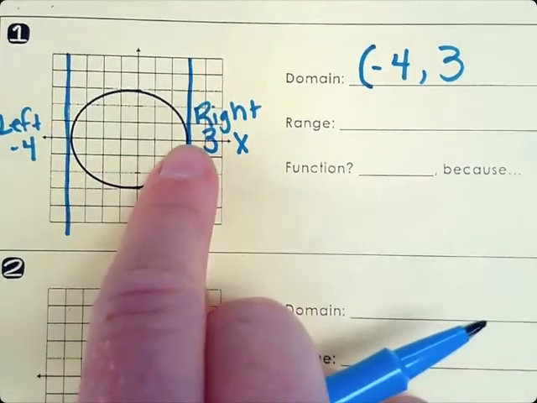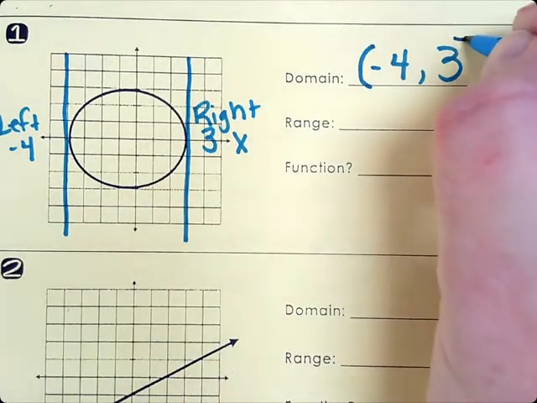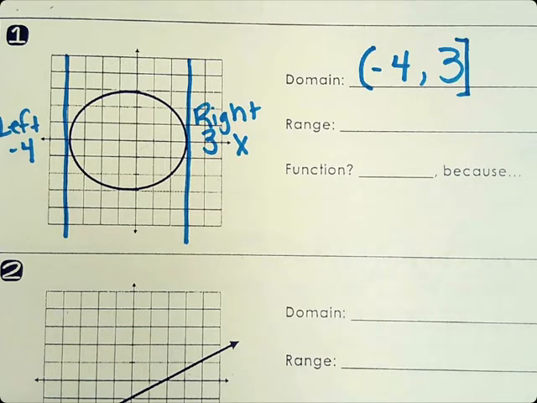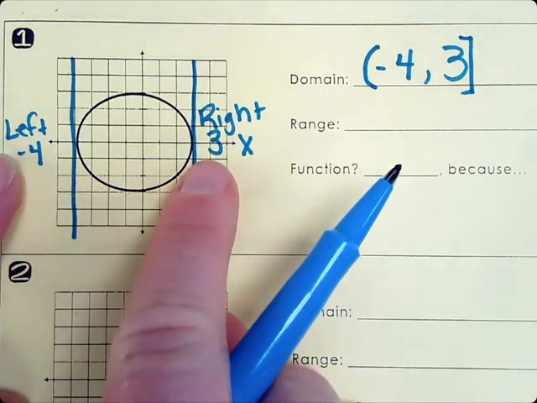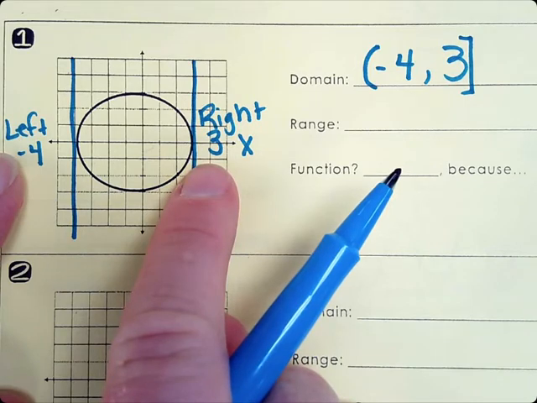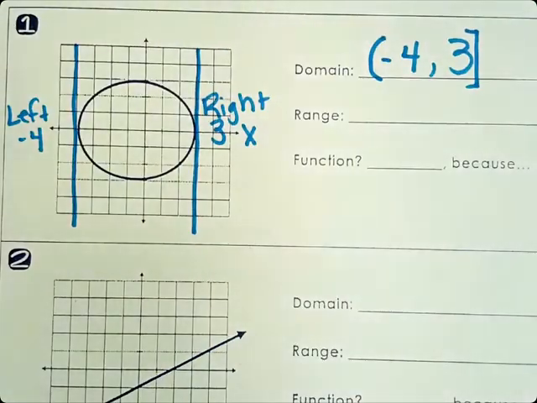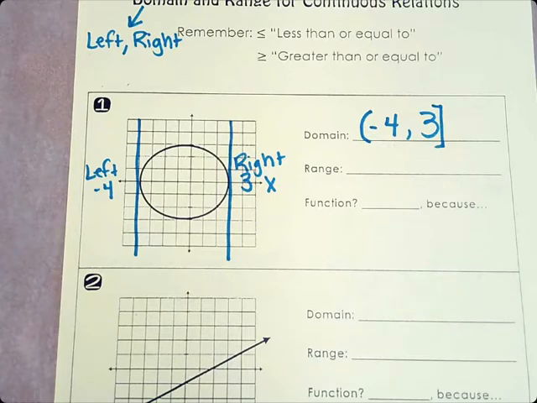The 3, the relationship, that circle, actually touches 3. So we're going to draw a bracket. So the domain is every x value that is between -4 all the way including 3. So the bracket is if you can touch it or if the fence touches it. Okay, so that's for your domain. You're looking at how far left and how far right. You're creating the fence on the left side and a fence on the right side.